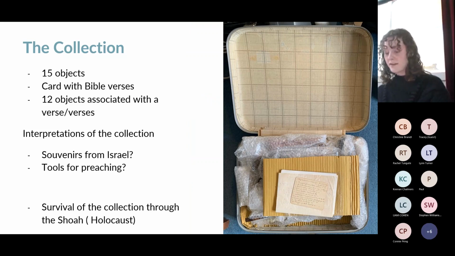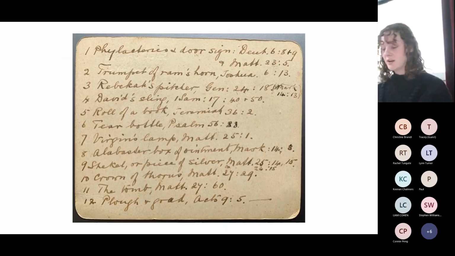The collection contains 15 objects stored in a suitcase, as well as a card that lists 12 of these objects as being associated with a biblical verse or verses. And I have a picture of it here. One of the examples we can see is a tear bottle from Psalms 56:8, where in the poem it mentions collecting your tears in a tear bottle.